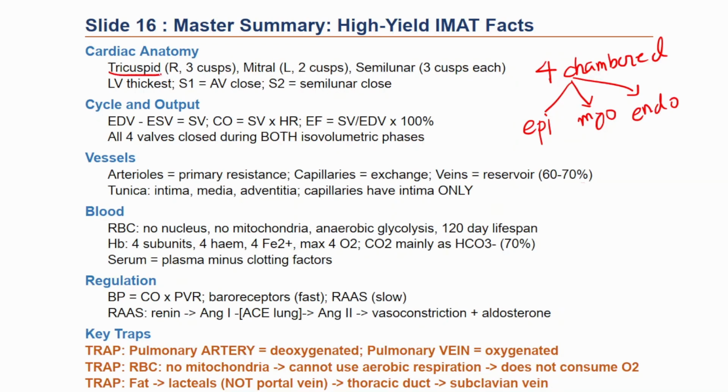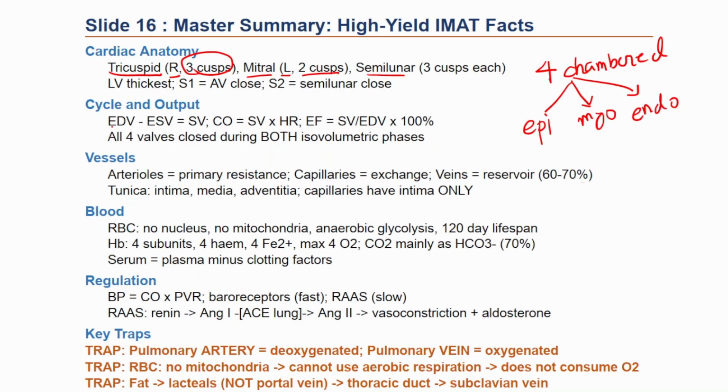The tricuspid valve handles the right side, having three cusps. The mitral valve or bicuspid valve handles the left side, having two cusps, and the pulmonary and aortic semilunar valves guard the main arterial exits.